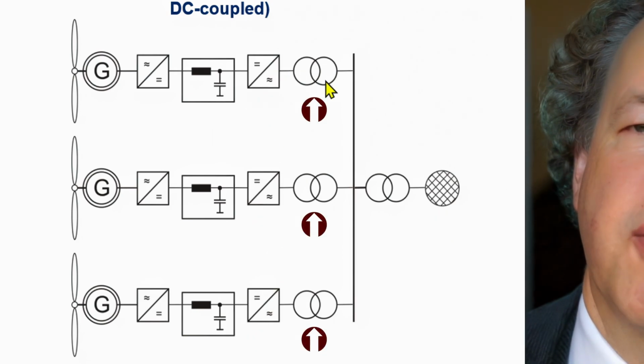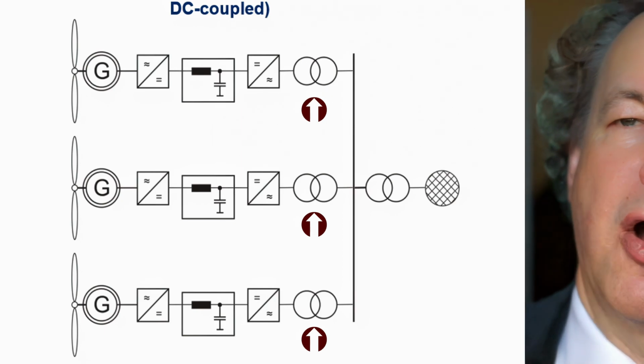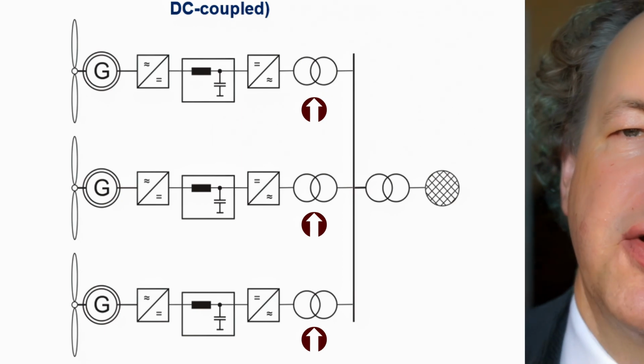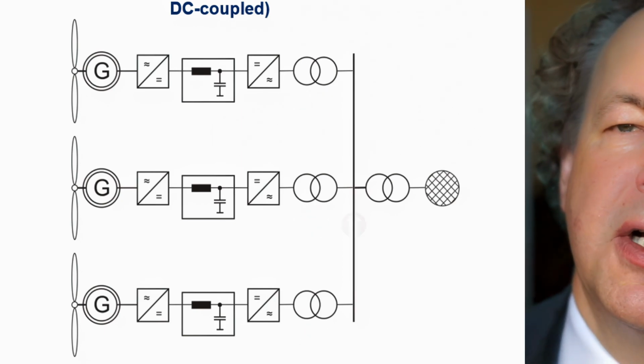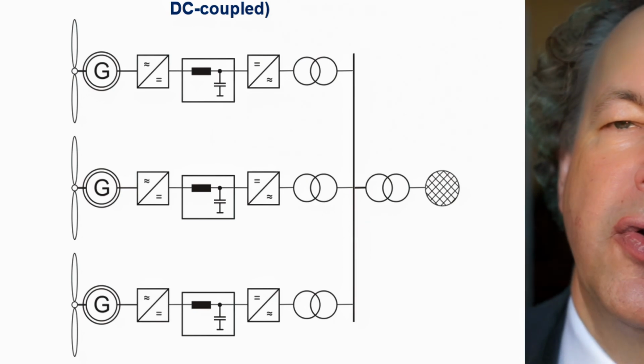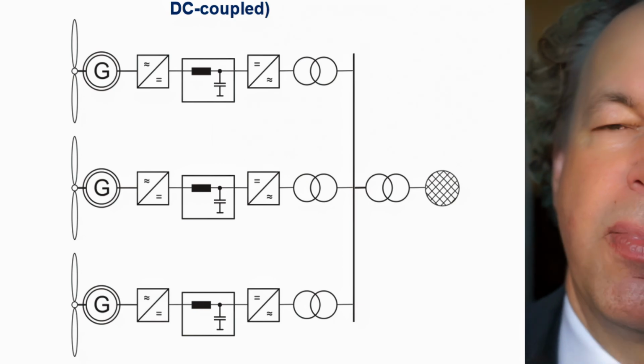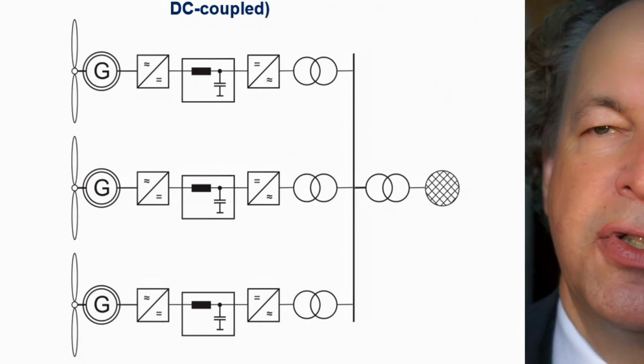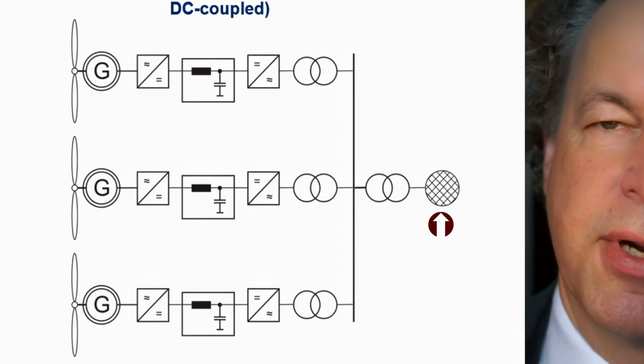This is followed by a transformer. Usually the output voltage is in the vicinity of 700 volts. Usually you feed into a 20 kilovolt line, but this is country specific. And if you go to very large wind power plants, you can even go into the high voltage power grid.